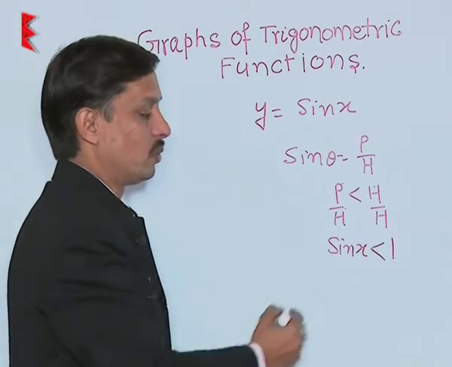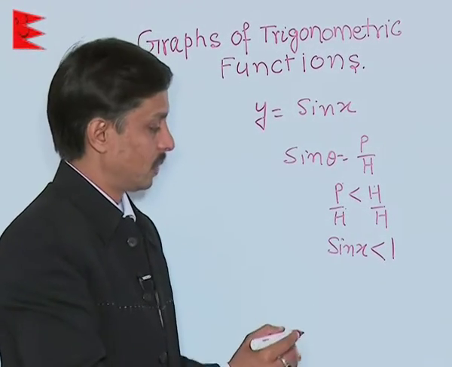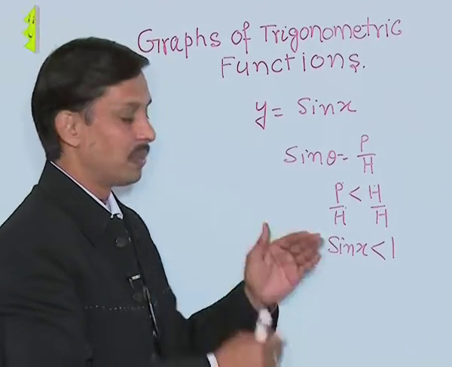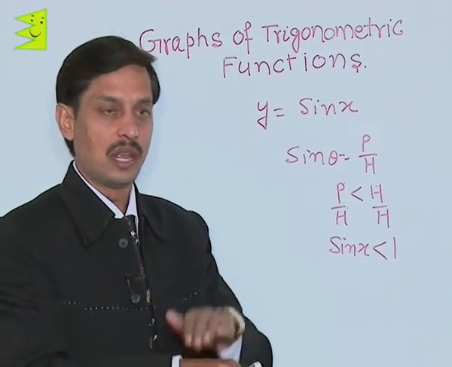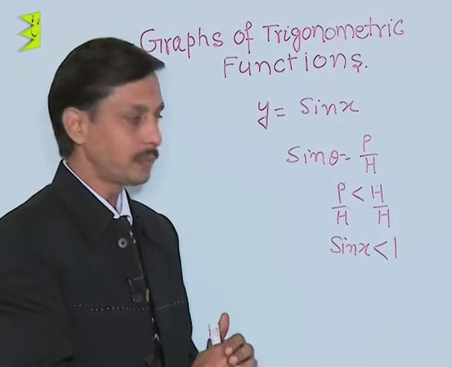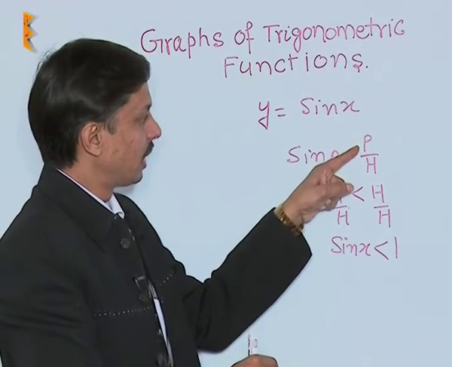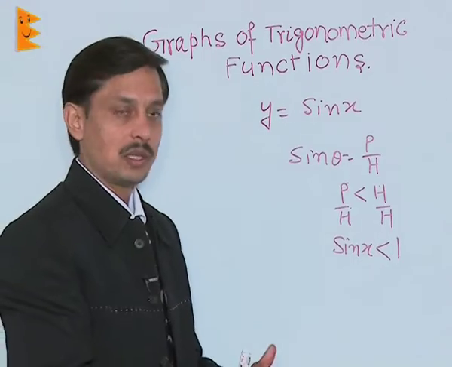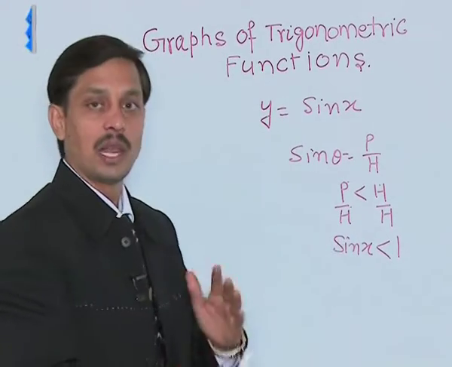Hypotenuse upon hypotenuse is 1. Sometime you may be asked, what is the reason the value of the sine function is always less than or equal to 1? As it can never be more than the hypotenuse, that's why the value of sine can never be more than 1.